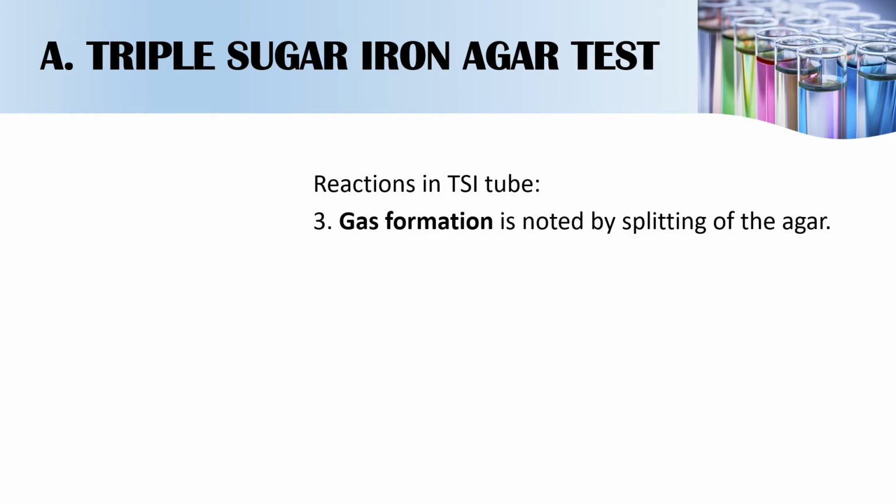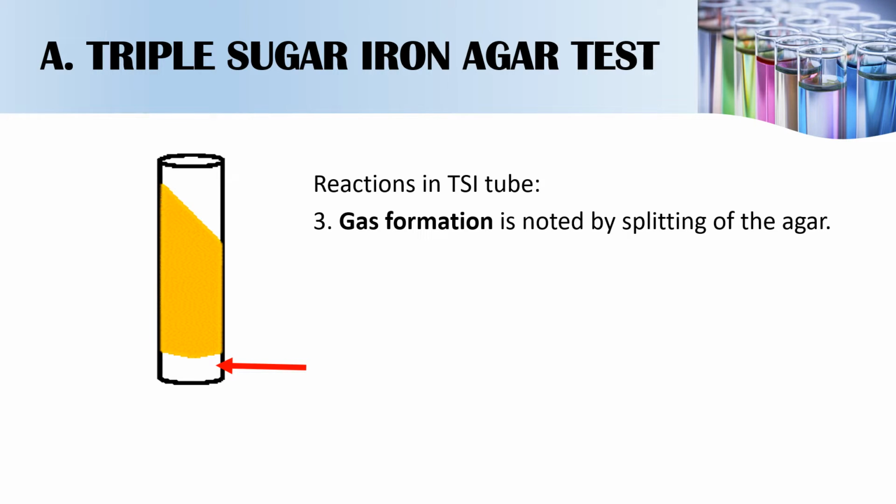Gas formation is also detected in the TSI tube, which is noted by the splitting of the agar, or by a crack or a space at the bottom of your tube. If your agar is raised, this space indicates that there is gas formation in your TSI tube.